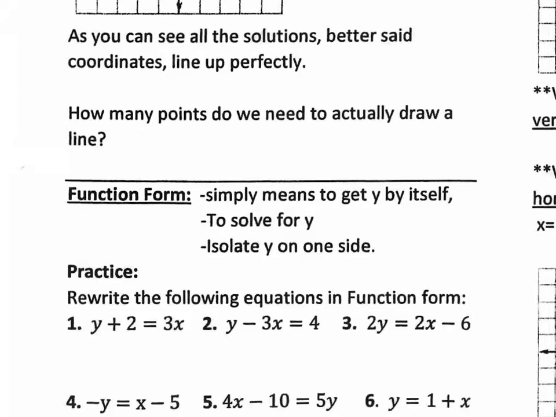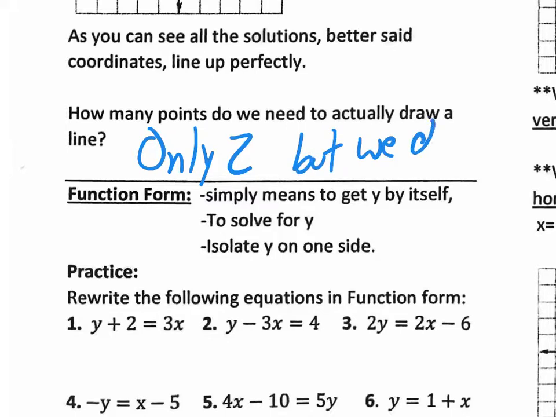So we already answered this question. How many points do we need to actually draw a line? Only 2. But we do 3 to feel good, to feel a little bit more confident that we did the right line. Okay, let's move on to today's vocab.